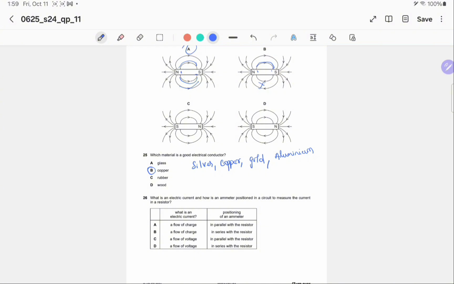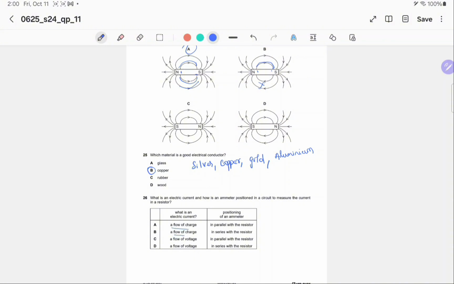26th question. What is an electric current and how is an ammeter positioned in a circuit to measure the current in a resistor? So what is an electric current? Remember the definition of electric current. It's a flow of charge. It's a flow of charged particles such as electrons through an electrical conductor or a space. This is the flow of charge.